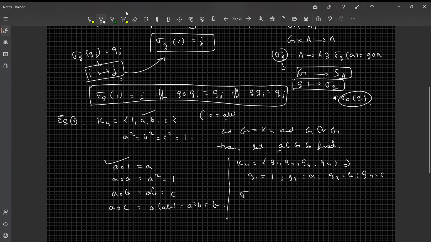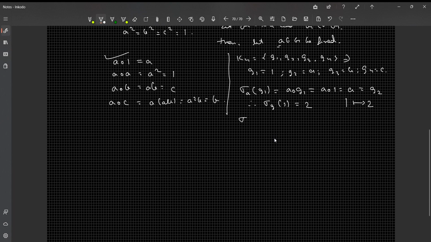So what is sigma A of G1? So sigma A of G1 is nothing but A acting on G1. But G1 is being considered as 1. So this is A acting on 1, which is A. And A has been considered as G2. So this is equal to G2. Thus sigma A of G1 is equal to G2. Therefore, the sigma A mapping sends 1 to 2. So 1 is getting mapped to 2. Clear?